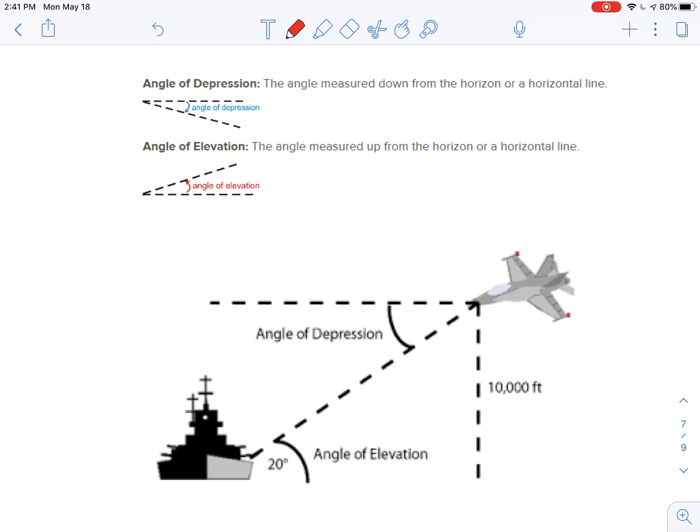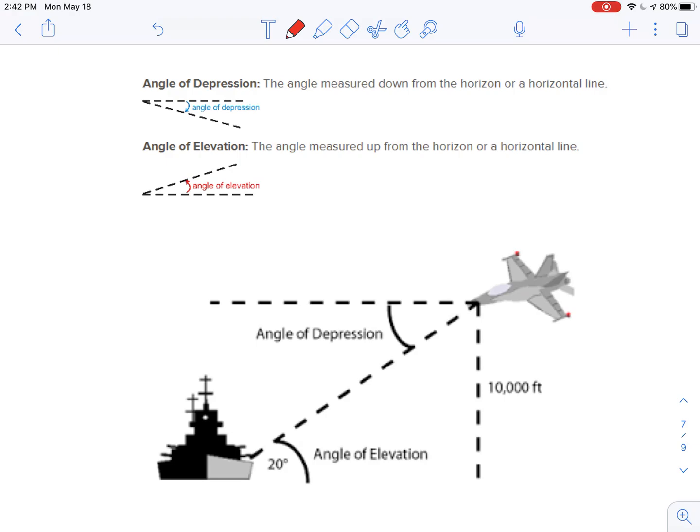So 2 vocabulary words. Now, all the questions won't necessarily mention these, but a lot of them do, and they're called the angle of depression and the angle of elevation. What's the difference? Well, it depends on your perspective. Okay, the angle of depression is an angle measured down from a horizon or a horizontal line.